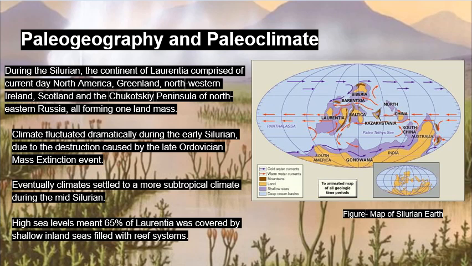The climate of Laurentia during the early Silurian fluctuated dramatically. However, from the mid-Silurian, the climate would have been subtropical. 65% of Laurentia was covered by shallow inland seas, with the warm ocean currents being a major factor for the diverse marine life. The warm shallow seas harbored reef ecosystems teeming with marine life.